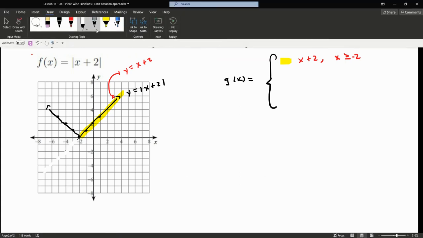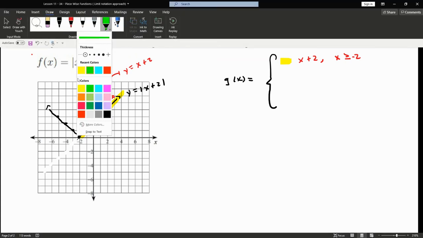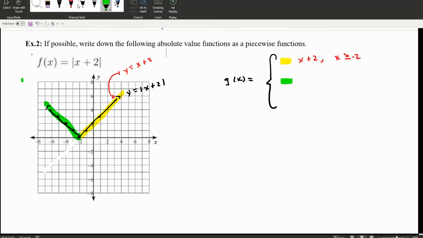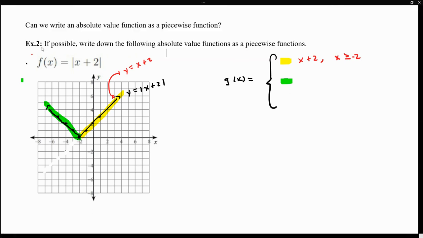So what happens to what is left in this function? Well, let me just highlight it in green. Is it possible for us to write down a function that will describe this section of the line? Well, it's not as straightforward as we just did with the yellow highlighter. But one thing that we can definitely see is that this is nothing more than a straight line. It is a straight line which has a slope of -1.